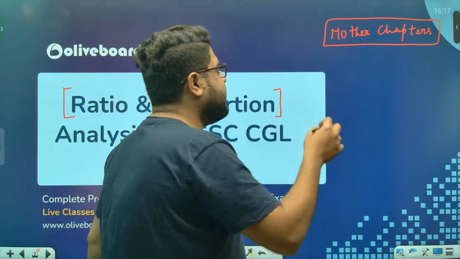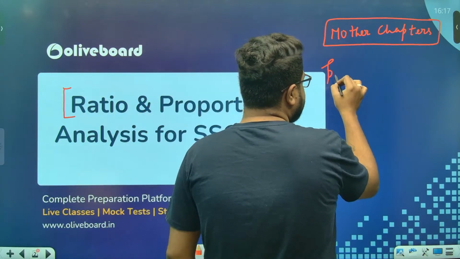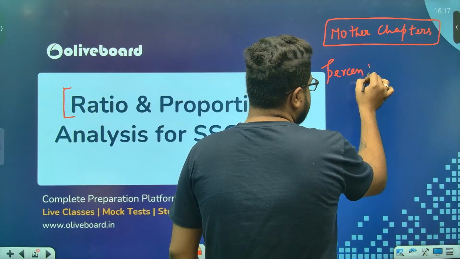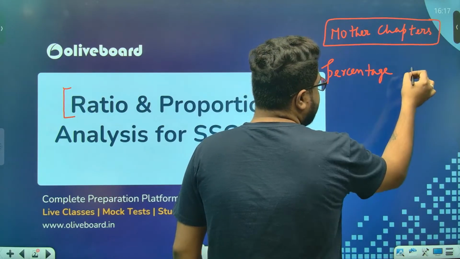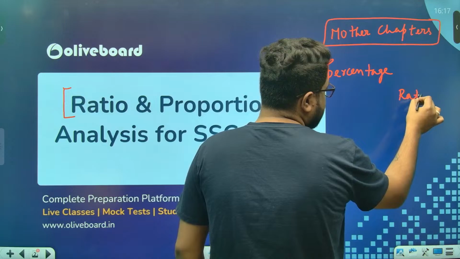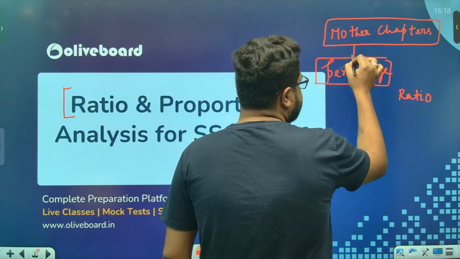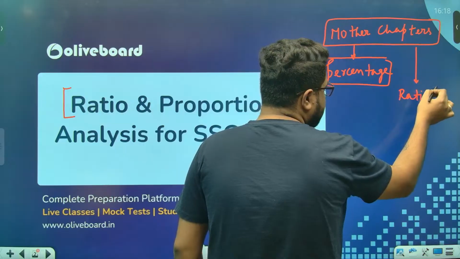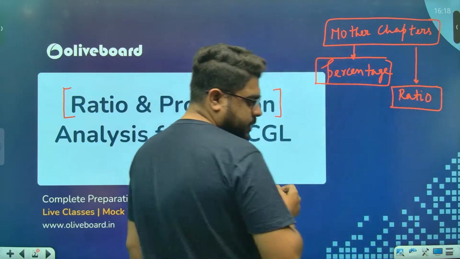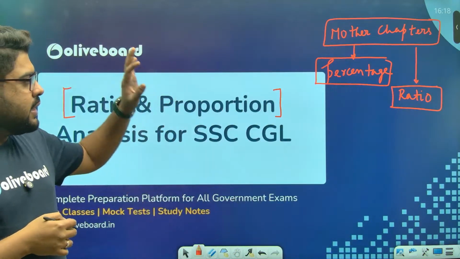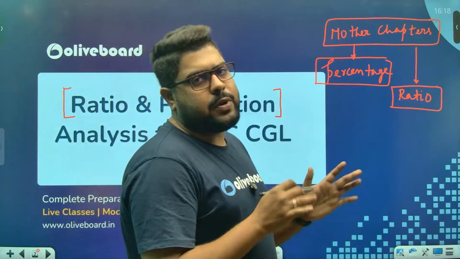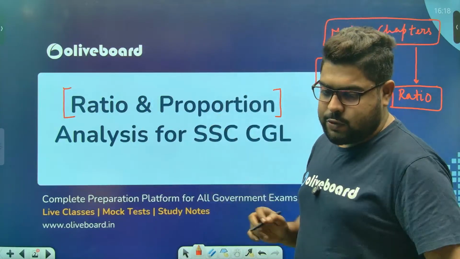One is percentage, and the other one is ratio. We have analyzed the percentage chapter last week, and this week we'll do the same with the ratio. So this week we'll be doing a proper analysis on ratio and proportion.